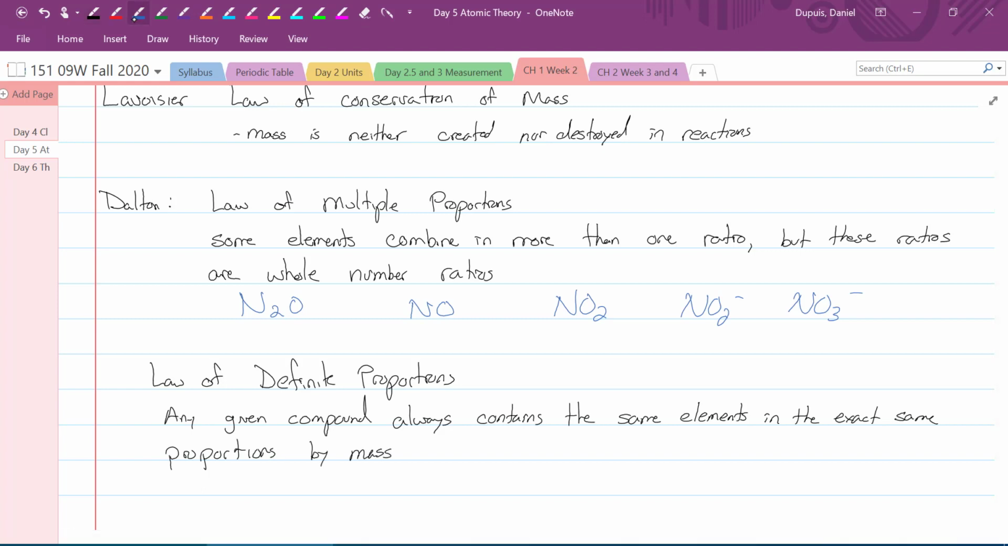So what do I mean by that? For example, H2O. It's always 11.19% hydrogen and 88.81% oxygen. Right? Water is always H2O. It's never H4O5. It's just H2O. That's the law of definite proportions.